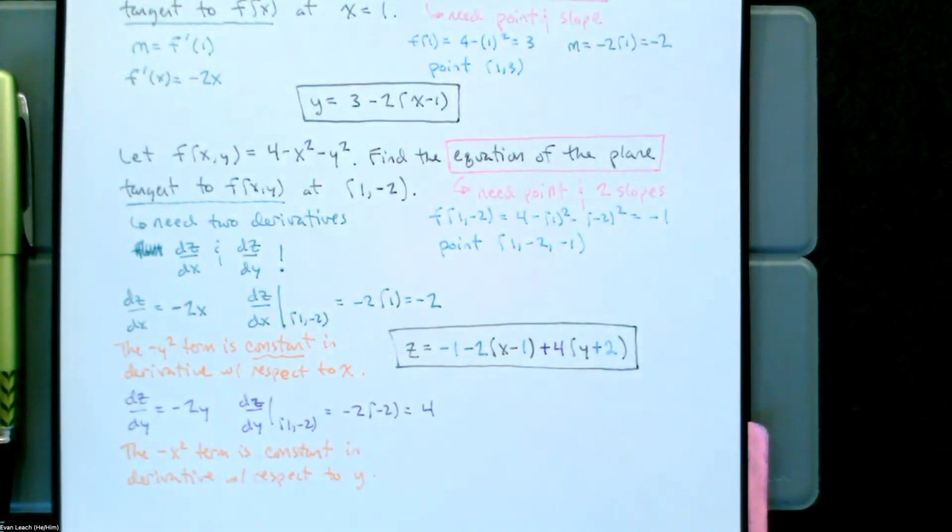Questions? I constructed this equation in a plane the same way I constructed the equation of a line. If I had a function of 3 variables, there's one more term: minus dz dw times w minus w naught. Everything else would have looked the same. If it was a function of 3 variables, I would have needed a point and 3 slopes. And we would have found them the same way. Any questions?